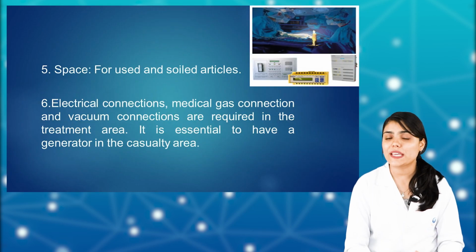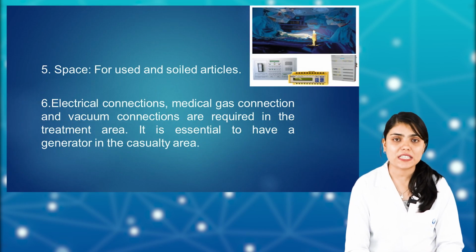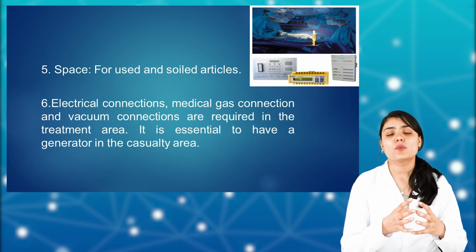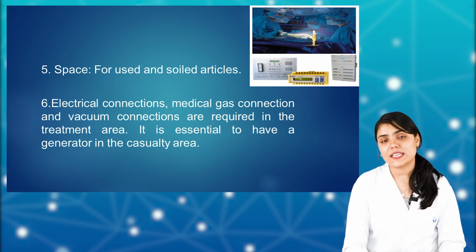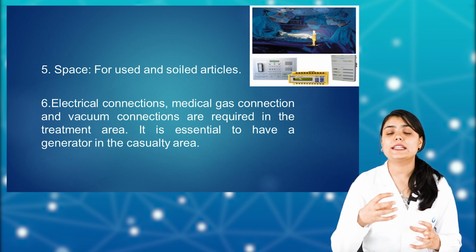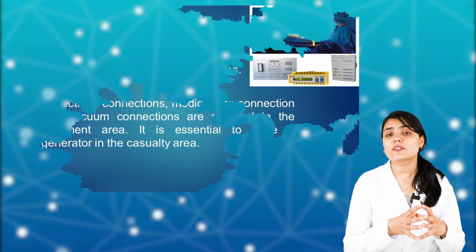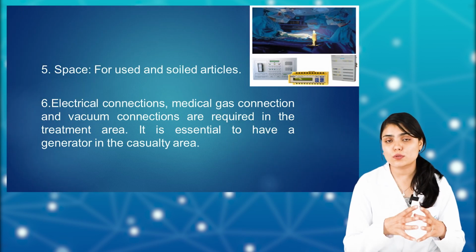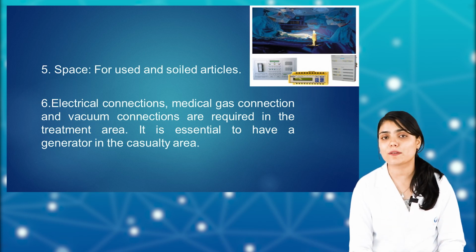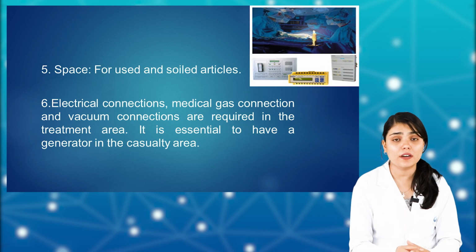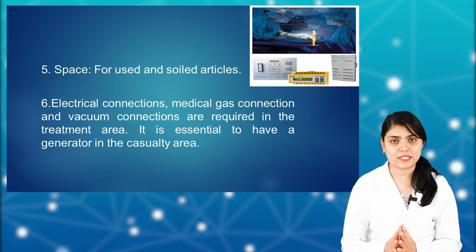Another important space that is required in the emergency department is the space for keeping the soiled linens. Whatever linens are used in the emergency, there should also be a storage area where the used or dirty linens can be stored. Electrical connections, medical gas connections, and vacuum connection are also to be present in the emergency department, and every emergency department must have a generator in order to produce electricity.